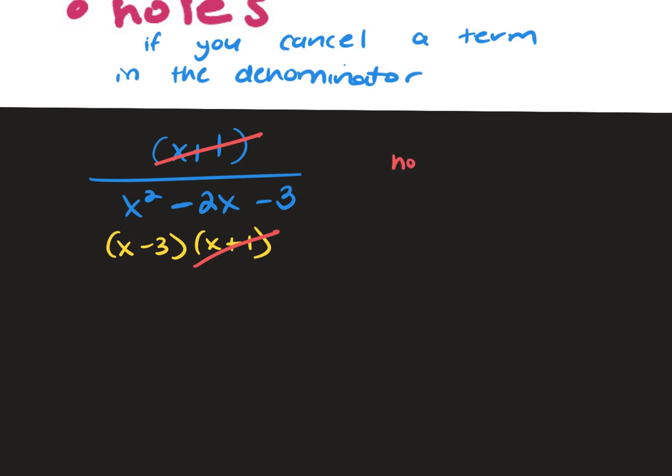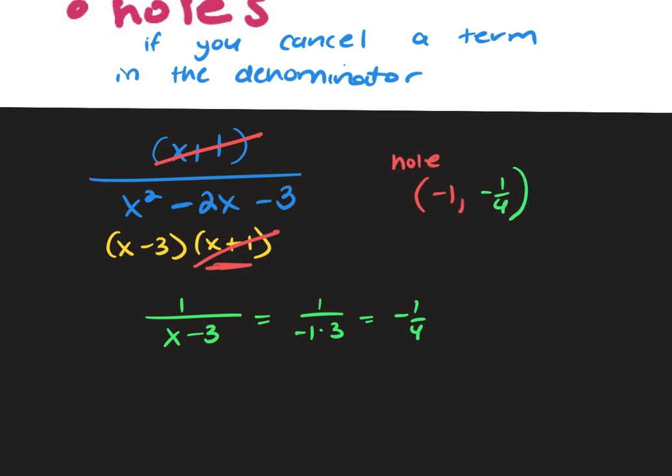So I'd have a hole. The x value of the hole would be what I get from solving this. So it would be at negative 1. And then how would I find the y value of the hole? You plug it back into the simplified version. So I would plug it back into 1 over x minus 3. I'd get 1 over negative 1 minus 3, which is negative 1/4. So there's a question in the multiple choice that says something about where is the y value of the hole. That's what you have to do. You have to figure out where the x value is and then plug it back into the updated version, after you've simplified.